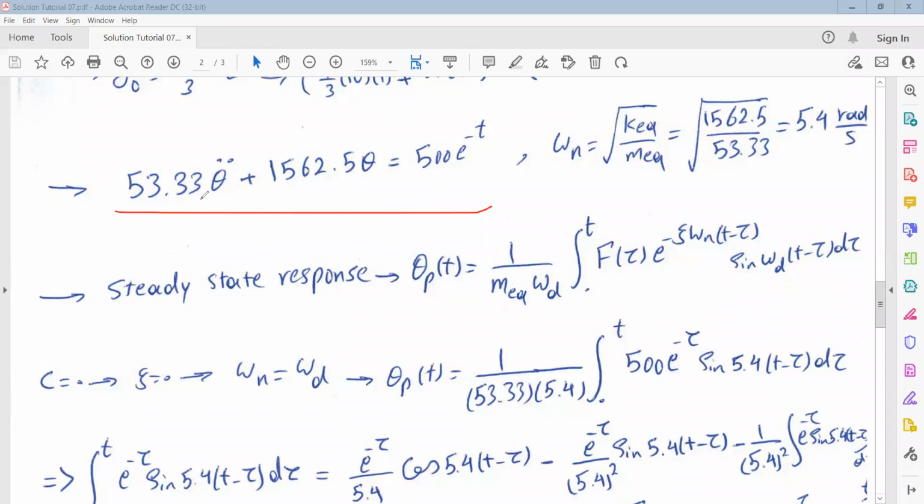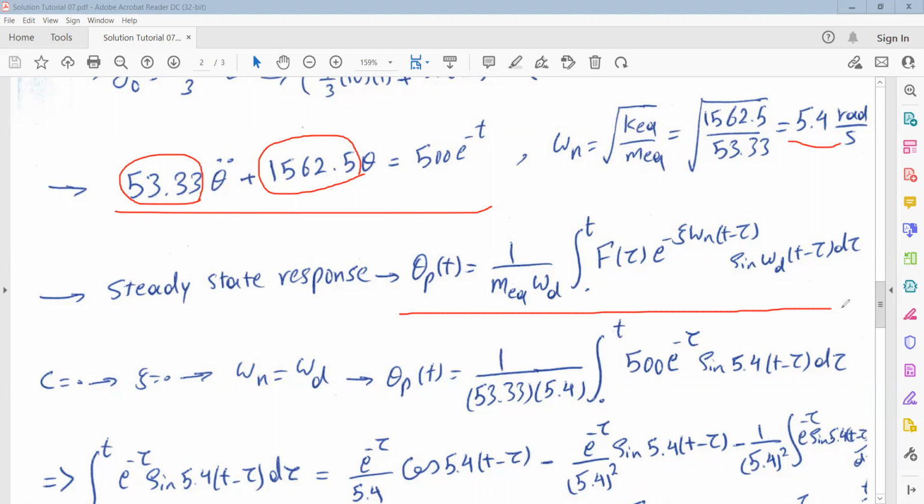And now we know the equivalent mass is 53.3. The equivalent stiffness is 1562.5. And now we can calculate the natural frequency for the system, which is the square root of equivalent stiffness divided by equivalent mass. And it's equal to 5.4 radian per second. This is the natural frequency of your system. As I told you, the damping is 0 because there is no damper in this system.